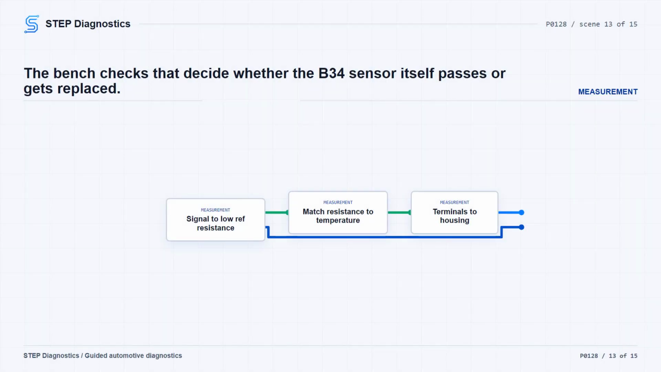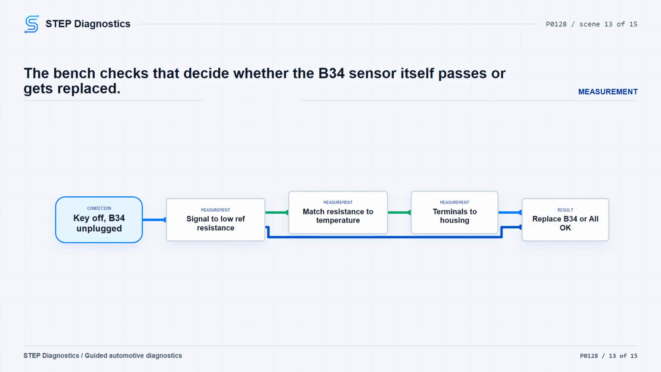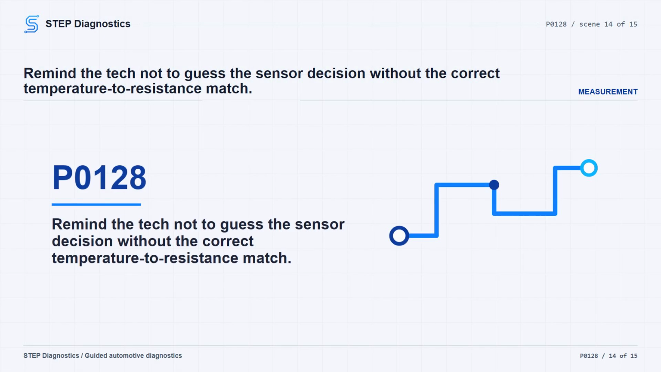For component testing, turn the ignition and vehicle off and disconnect the B34 engine coolant temperature sensor. Test resistance between signal terminal 2 and low reference terminal 1. The broad check is 42 to 78,834 ohms. If it's not between 42 and 78,834 ohms, replace the B34 engine coolant temperature sensor. If it's between 42 and 78,834 ohms, compare the value to the correct temperature versus resistance data for that sensor.